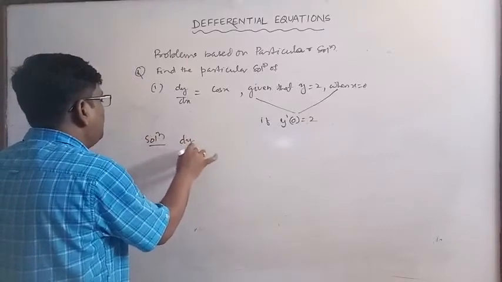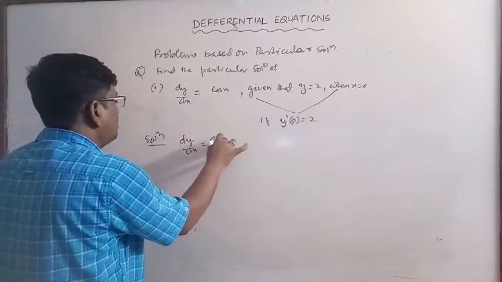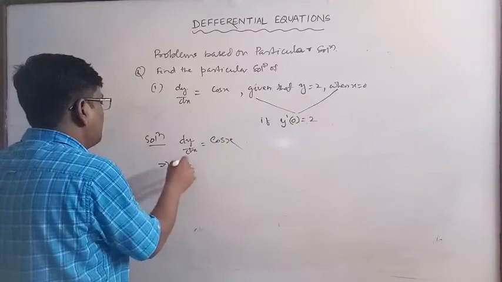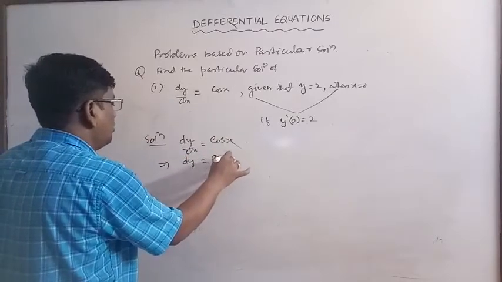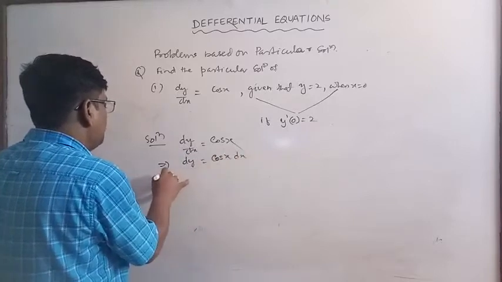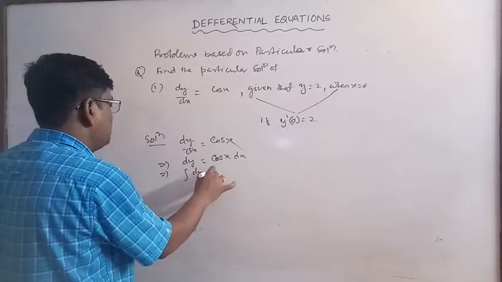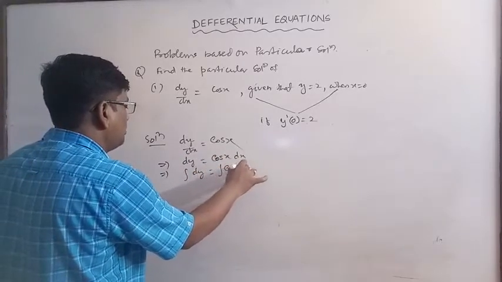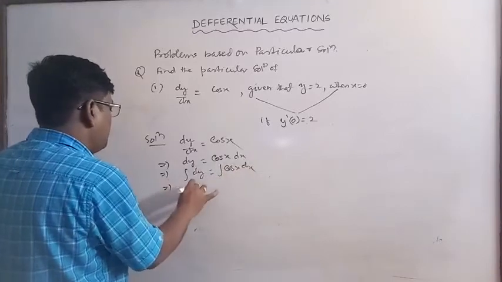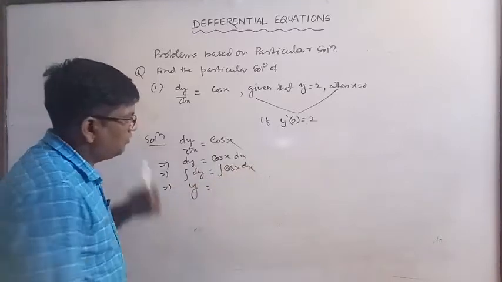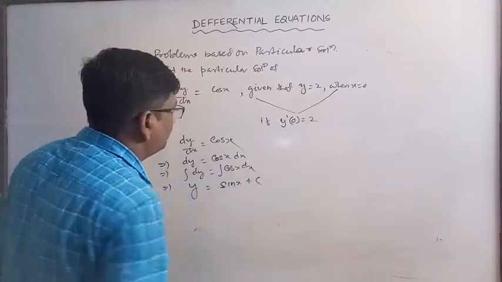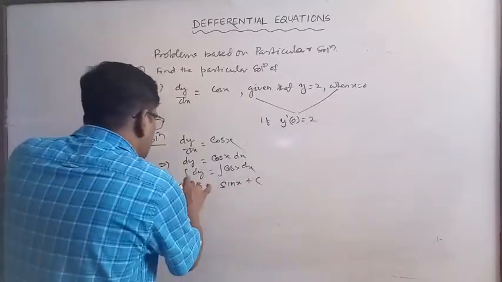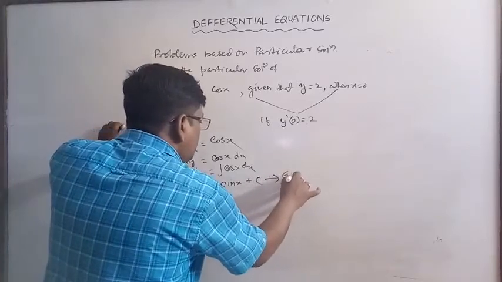So the solution is dy by dx is equal to cos x. Use the variable separation method, that is dy is equal to cos x into dx. Integrating both sides, integration of dy is equal to integration of cos x dx. So y is equal to sin x plus c. This is the general solution.